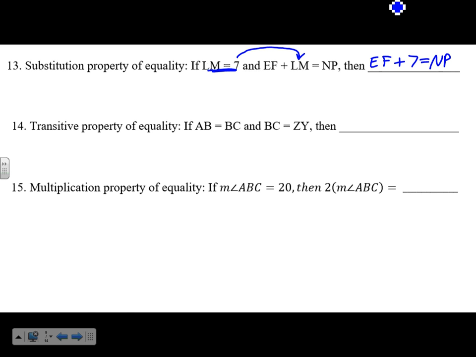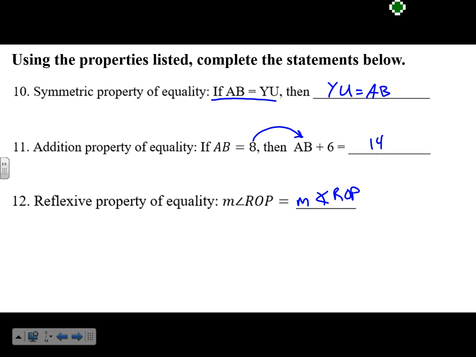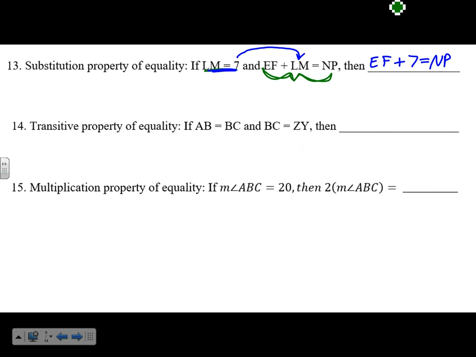Again, if you want to be finicky with this, the reason it's substitution is the hypothesis includes what you sub in and the expression. Over here with addition, the hypothesis just included AB is equal to 8. So that's one of the ways you can tell a difference. But again, the good news is with this section, you're getting them all right, this part of the notes.